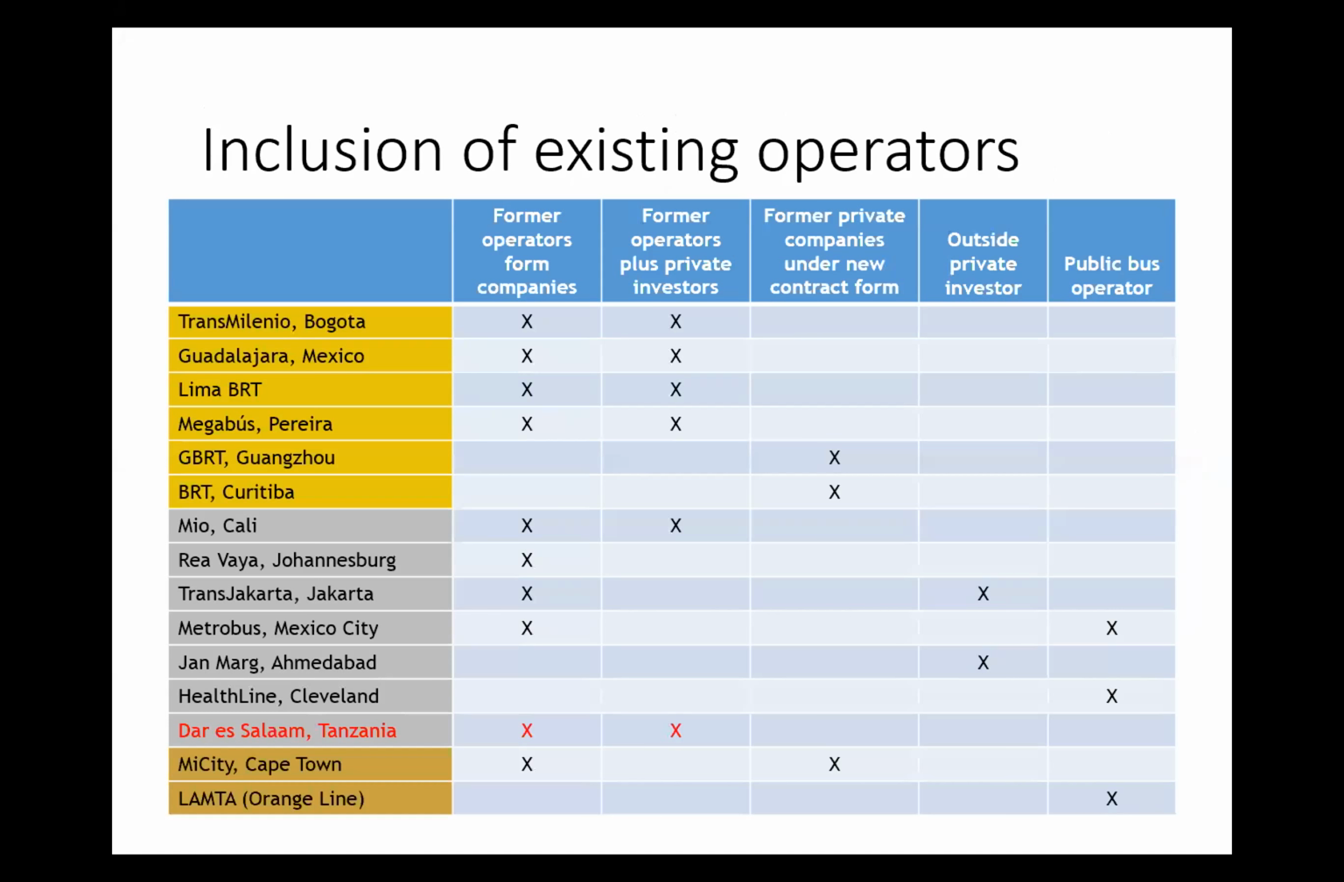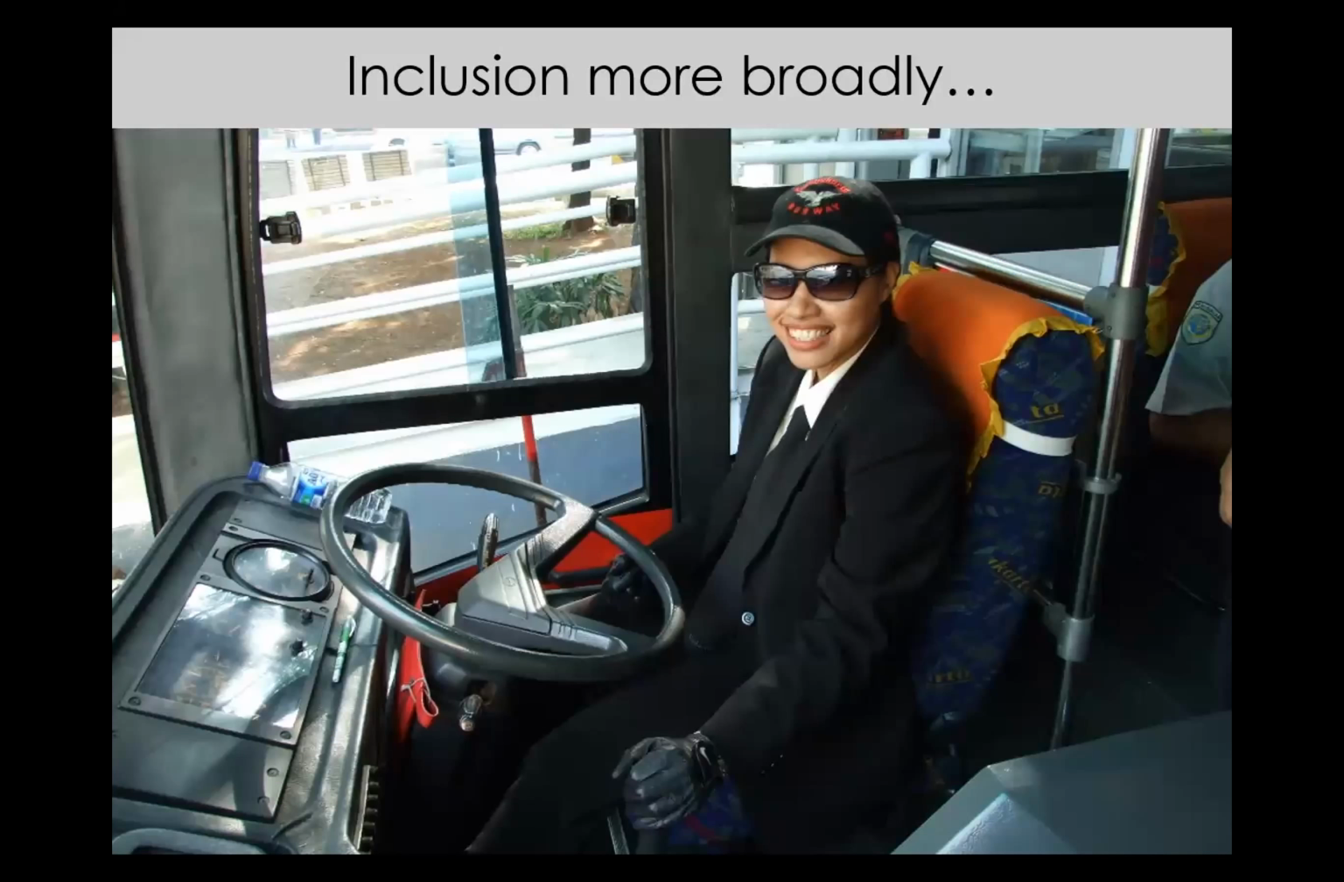A lot of systems try to include the existing operators into the new BRT system. There's a whole chapter on that. And then just a note on having inclusion more broadly, when you think about planning and designing the system, whether it's bringing women in to be drivers or bringing other people into the planning process, it's important to keep that in mind.